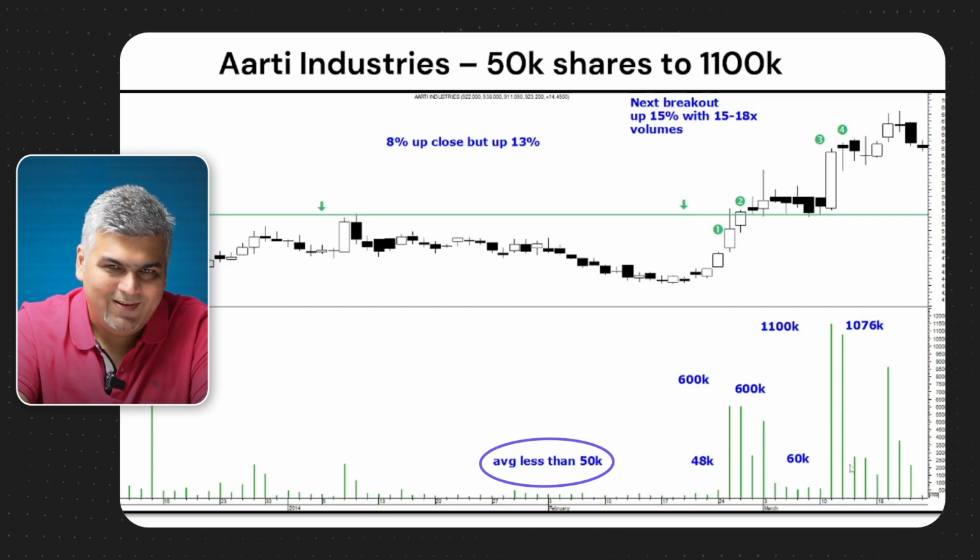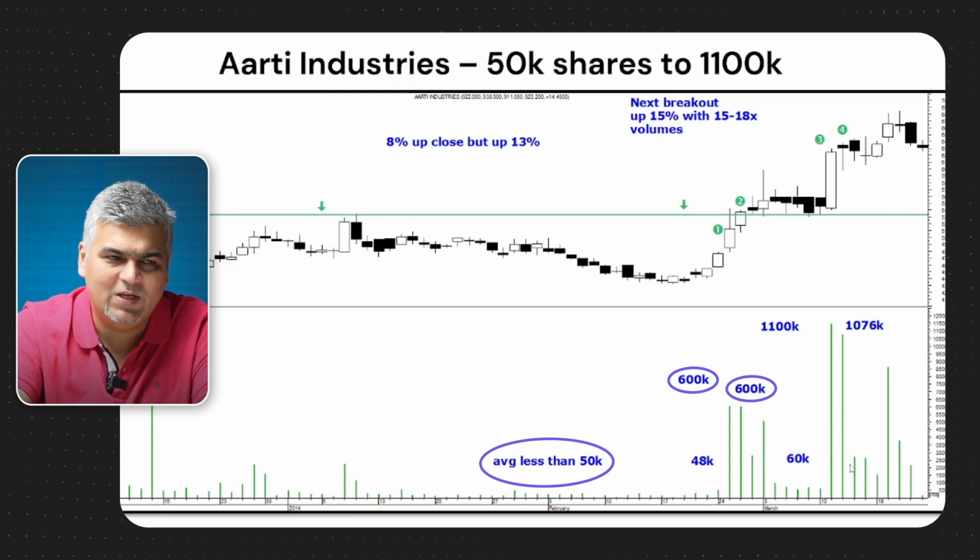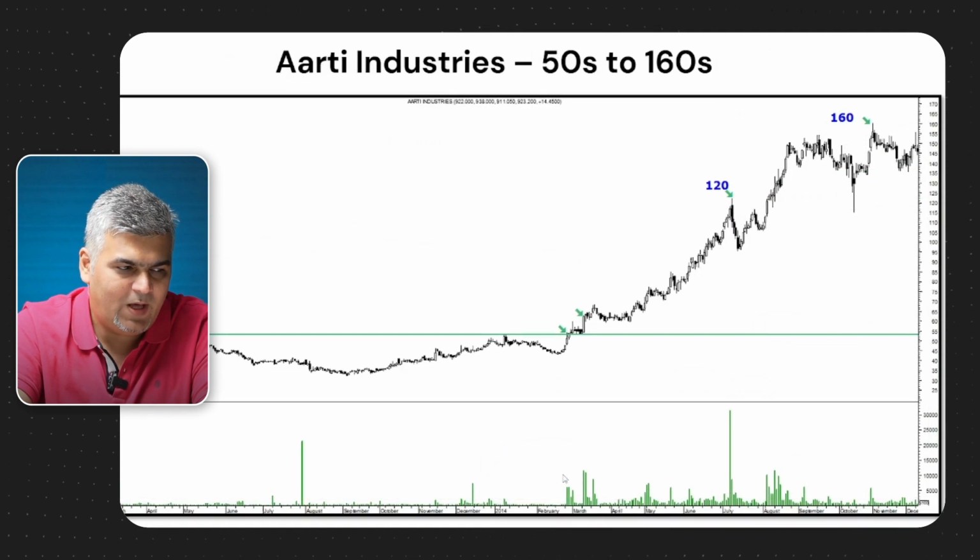On the breakout day, 6 lakh shares. It continues to do 6 lakh shares for a couple of sessions, then consolidates for at least 5-6 sessions, then does a volume of almost 11 lakh shares. And these volumes are consistently higher for a period of almost weeks together. What happened to the stock? From 53, 55, the first move itself, without much correction, was 120 rupees.